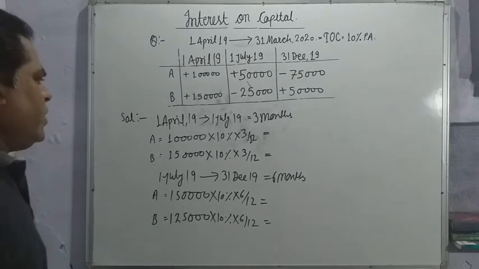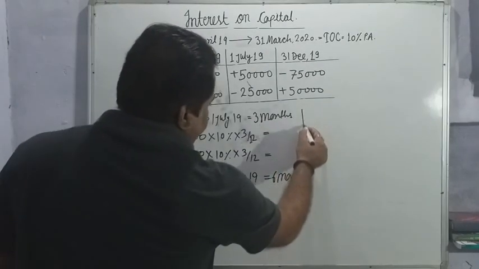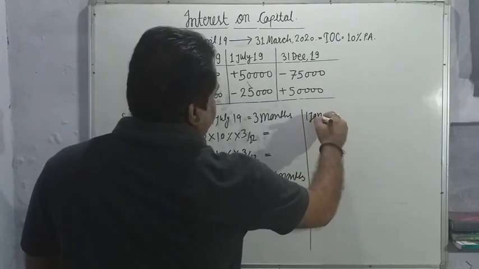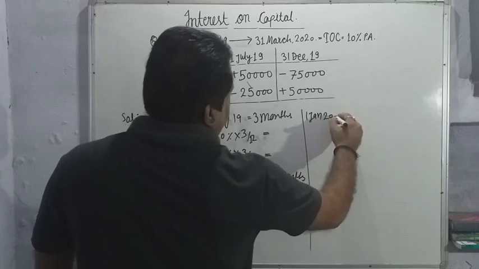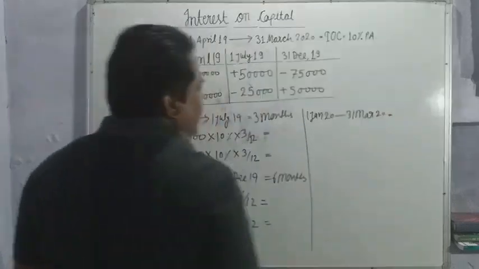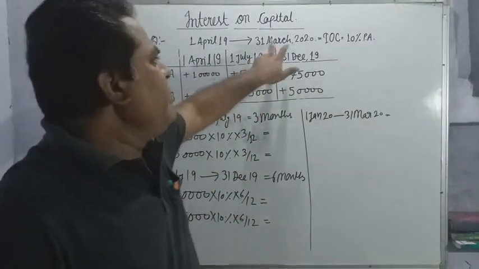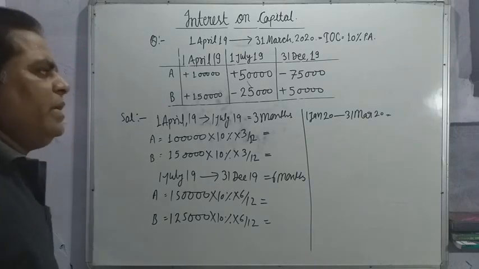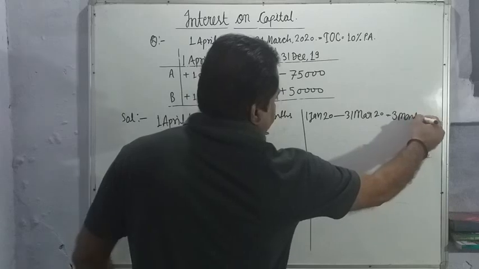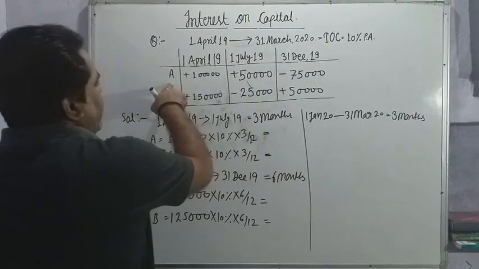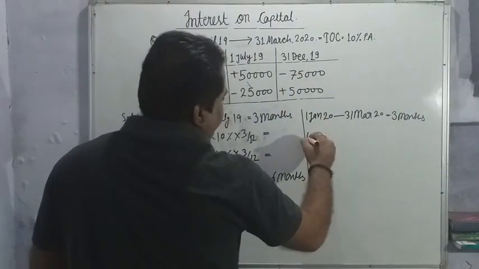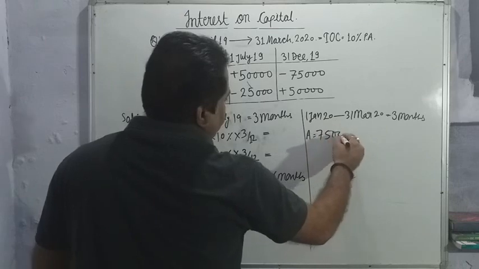Okay. So what you are going to do now? You are going to do interest on capital from 1st January 2020 to 31st March 2020. Why? Because your accounting period ends on 31st March 2020. So January, February and March, 3 months. So same way, A is having 1,50,000 but he is withdrawing 75,000. So now A's capital is 75,000 only.